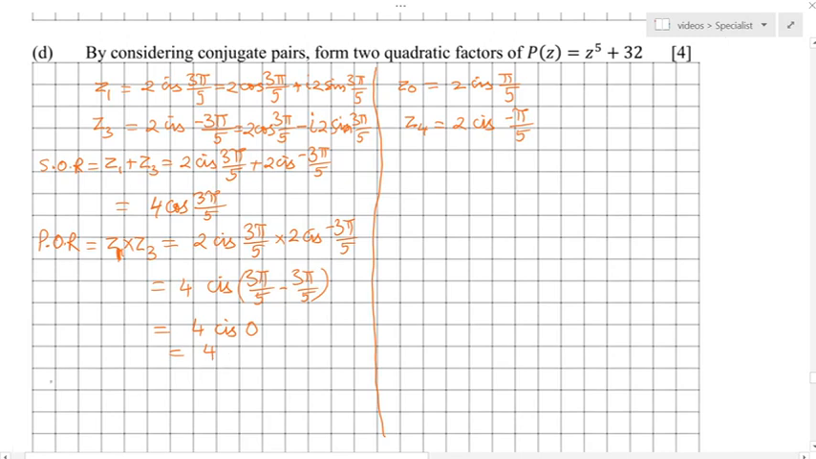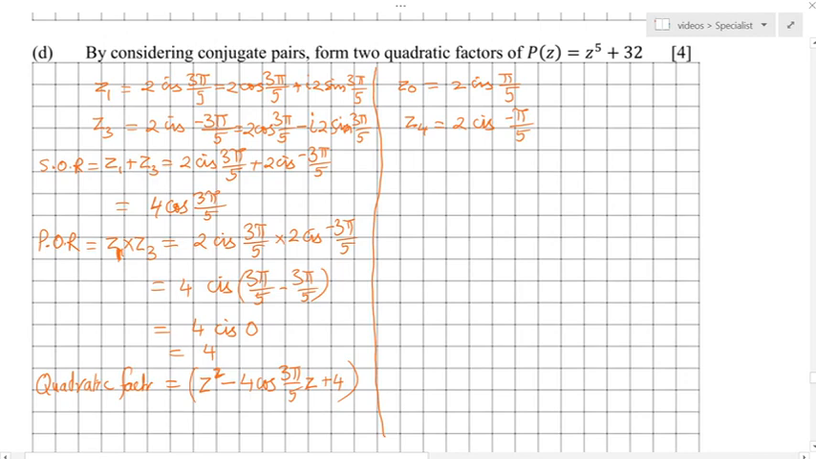So the quadratic factor corresponding to these is equal to z square. If you remember, then you have the sum of roots here. So we've got minus sum of roots, which is 4 cos 3 pi over 5, z plus the product of roots, plus 4. That is one quadratic factor corresponding to these two roots here.